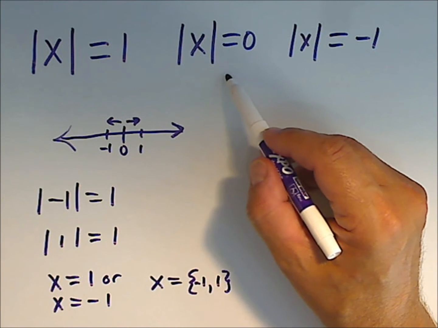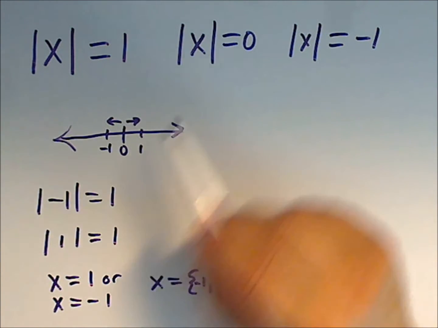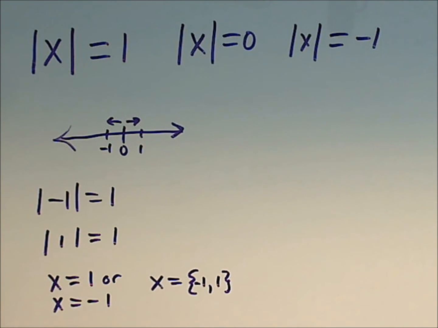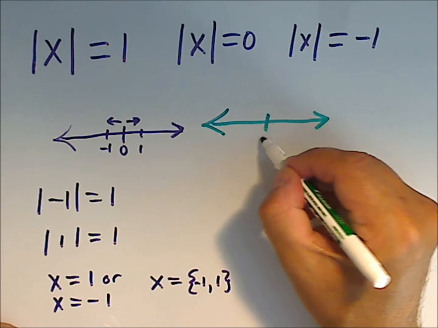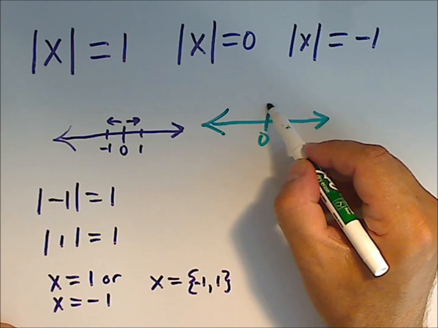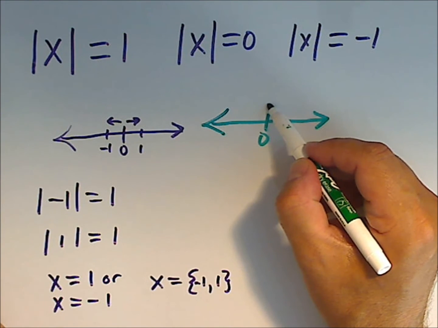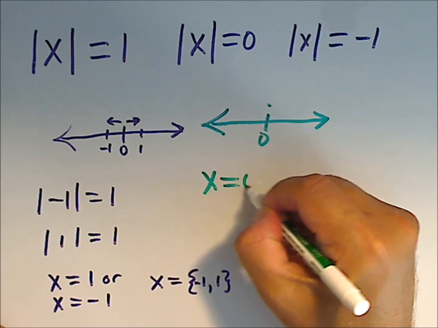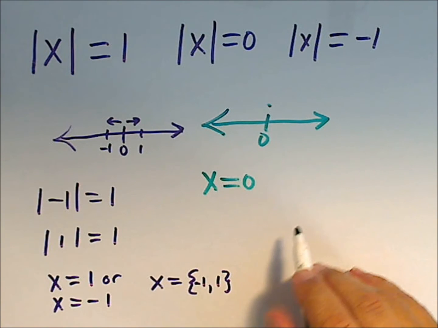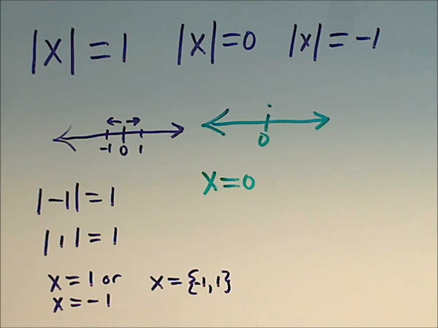What about this one? Absolute value of x equals 0. Well, in this case, we're talking about how far away from 0 is 0. Well, there is no distance. It's just plain 0. So in this case, x is just equal to 0. There is no such thing as a positive or -0.